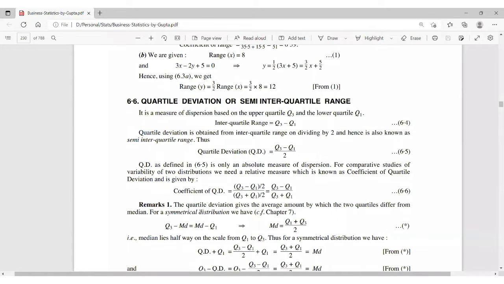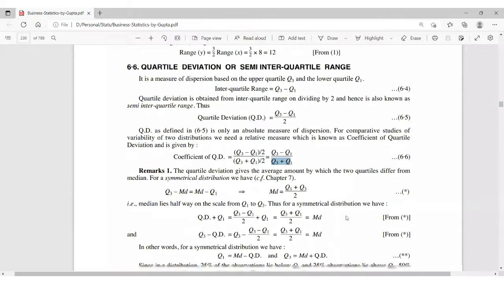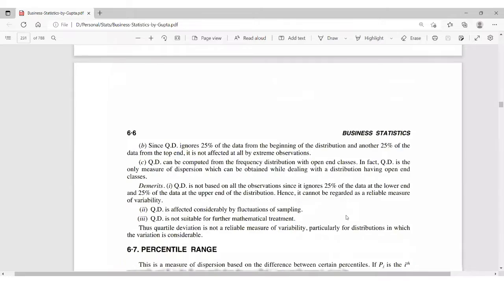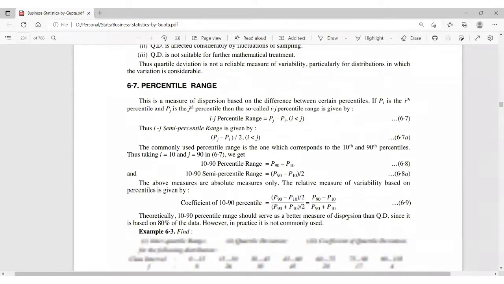Similarly, quartile deviation or semi-interquartile range. The formula for the interquartile range is Q3 minus Q1. Quartile deviation is Q3 minus Q1 upon 2, and the coefficient of QD is Q3 minus Q1 upon Q3 plus Q1. We have already done the quartiles in the last chapter, so you just put the values in the formula and we get the value.